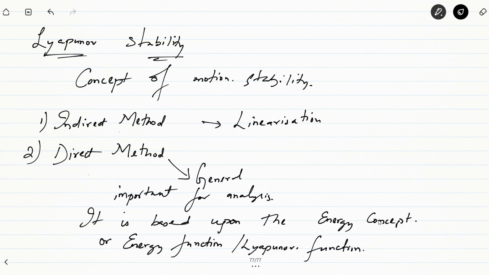So there are two methods in case of Lyapunov stability. One is the indirect method, and second one is the direct method. The first one, the indirect method, is associated with the problem of linearization, and the second is the direct method. It's the more general of the two. It's what is actually referred to nowadays as the Lyapunov stability criteria. It's based upon the energy concept, and there will be a number of ways of defining the direct method. We'll be seeing to that. So, starting with the indirect method.